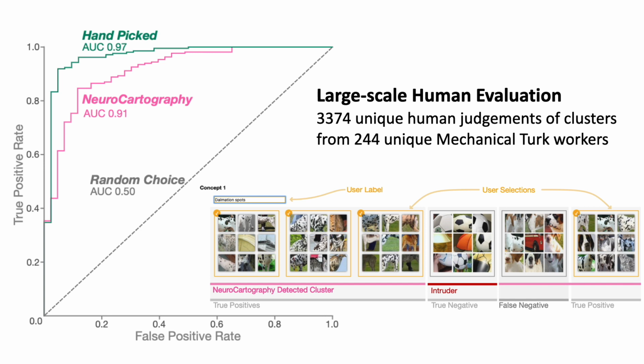So here, 5 out of 5 neurons, you can see this is actually the Dalmatian spot. Through this setup, we ask the Mechanical Turk workers to identify which ones out of all the 6 belong to the same group and which one does not. Through this kind of rating, we can get the true positives, true negatives, false negatives, and false positives, and then we can plot this in the ROC curve. You see that for NeuroCartography, we achieve an AUC score of 0.91, whereas for handpicked, which is manual, the highest quality grouping is an AUC of 0.97. So it's pretty close, not perfect, but pretty close, and definitely much, much better than random choice, which is an AUC score of 0.5.